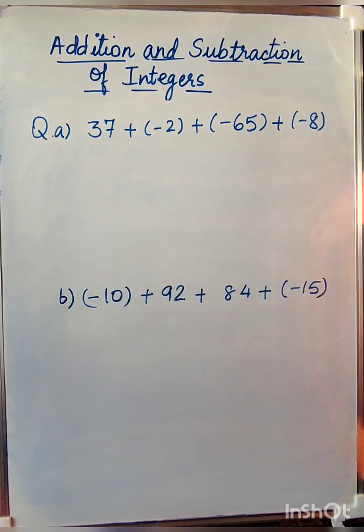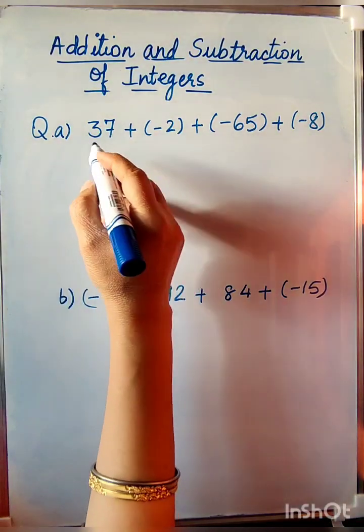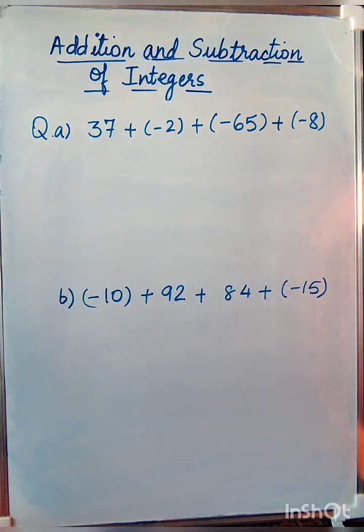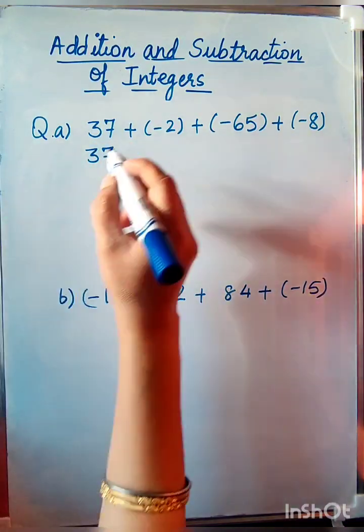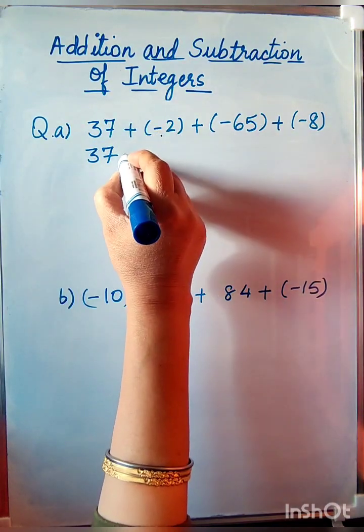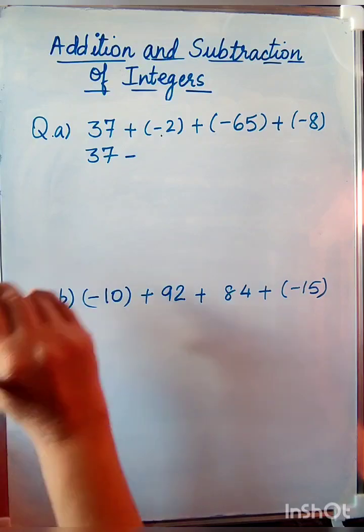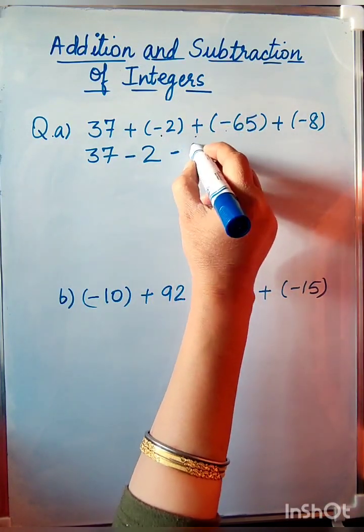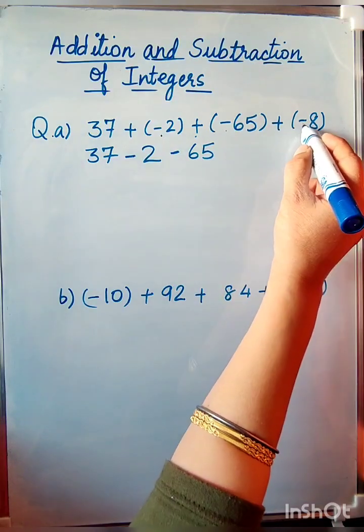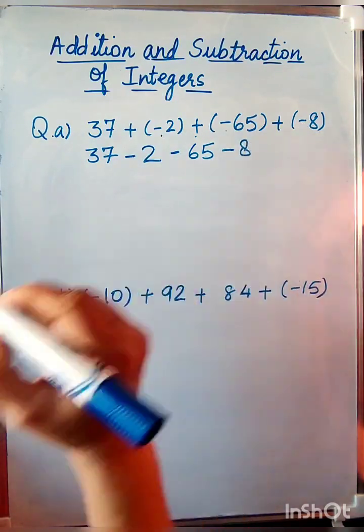Now let us extend the sums. In the next question, we have been given this whole statement to solve. So let us start solving. So this will be 37, plus into minus gives you minus, the rule of multiplication I am applying. This will be minus 2. Plus into minus gives you a minus of 65. Plus into minus gives you a minus and 8.